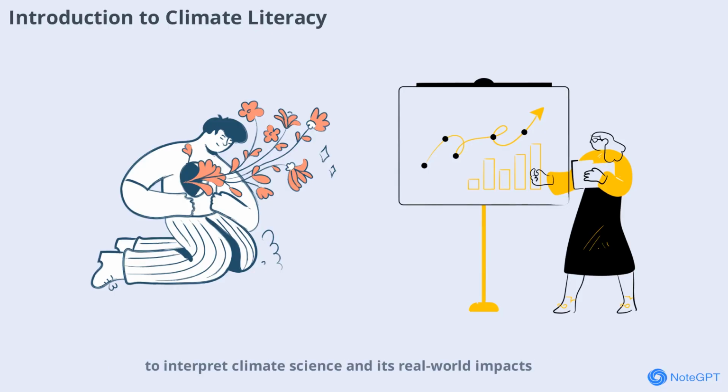and its real-world impacts. We'll start with the sun's influence, move through atmospheric processes, explore the carbon cycle, and end with how scientists detect and attribute climate change. Let's begin by exploring the fundamental drivers of Earth's climate.